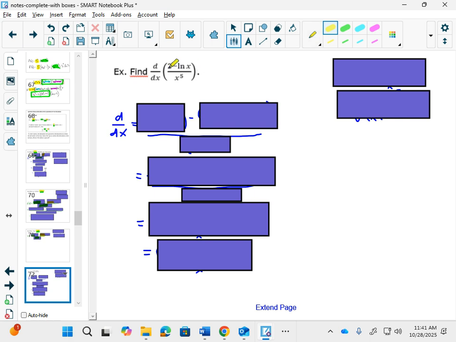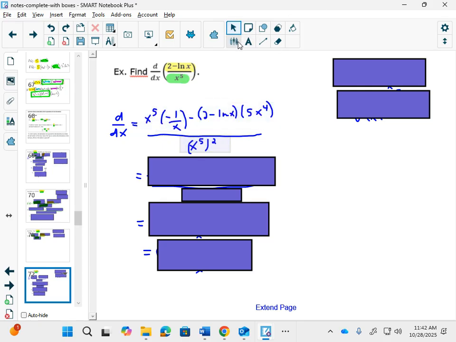Okay, third one. Here's my top function. I have a quotient. Here's the bottom one. My derivative rule would say I should keep the bottom the same. There it is. Kept the bottom the same. Now what's the derivative of the top? The derivative of 2 would be 0. The derivative of ln x is 1 over x, and I have a negative in front of it, so it's negative 1 over x.